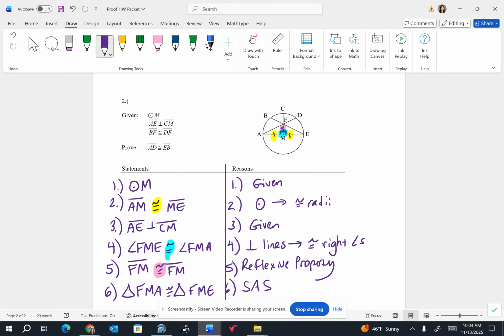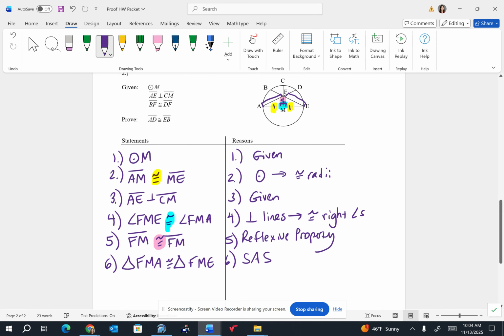So now we're on to the part where we need to figure out what we're going to steal by CPCTC. So it asks me to prove that AD and BE are congruent. Those segments are too big. They're not actually part of my congruent triangles. So I'm going to steal the smaller segments that actually are part of the congruent triangles. And that's what I'm going to use CPCTC for. So I'm going to say AF is congruent to FE by CPCTC.